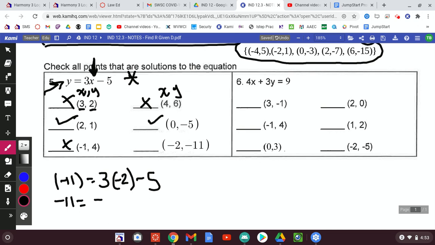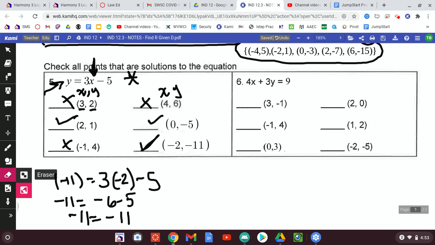3 times negative 2 is negative 6 minus 5. Negative 6 minus 5 is minus 11. Minus 11 equals minus 11, so that is true. So that is a solution. So the only 3 that are a solution are the (2, 1), the (0, 5), and the (-2, 11). The other 3 are not.